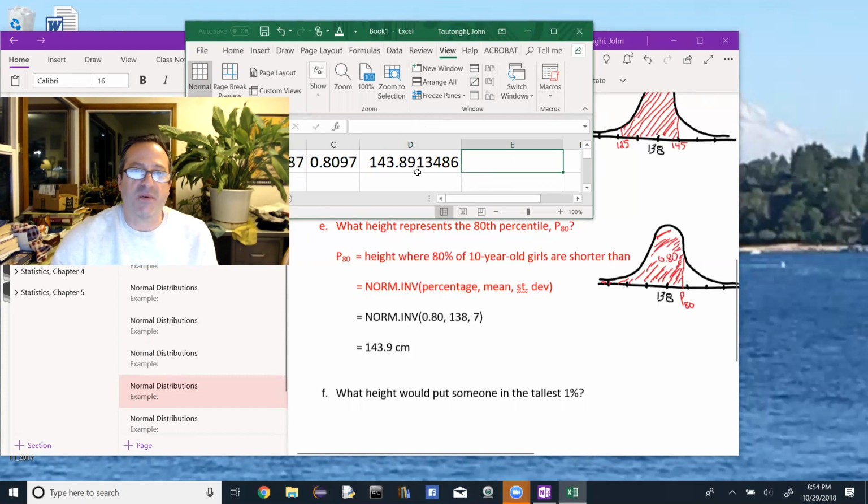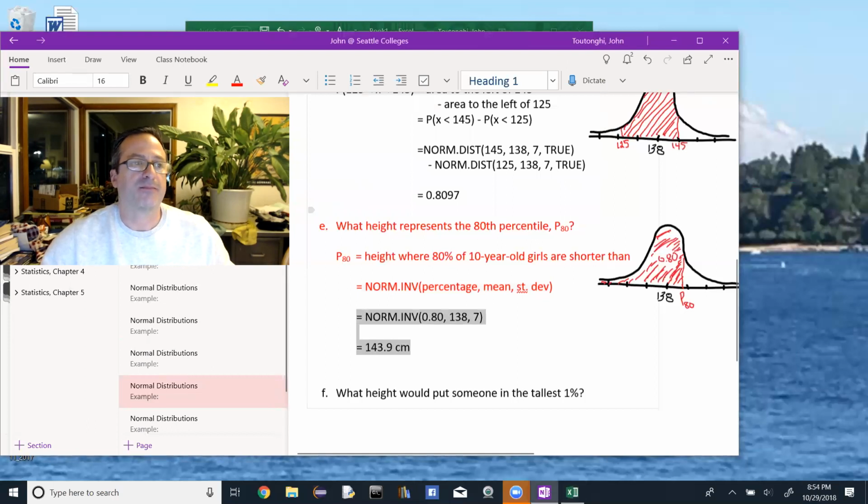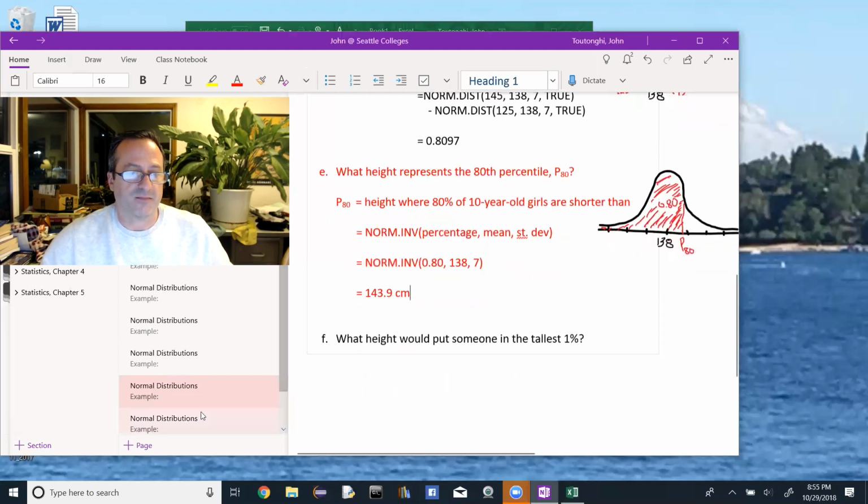It's 143.89. So I rounded it to the nearest tenth and put 143.9. I think on the WAMAP homework it says rounded to the nearest centimeter, so that would be 144 centimeters. So 80% of the 10-year-old girls are shorter than 143.9 centimeters.